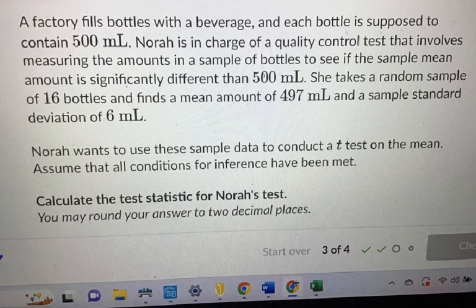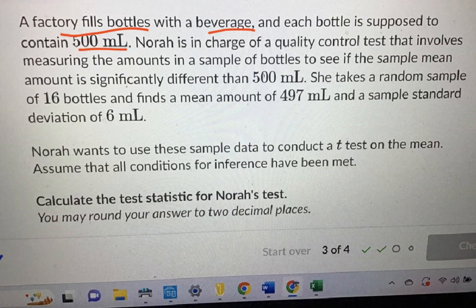So, we are told that this factory fills these bottles with a beverage. Each bottle is supposed to have 500 milliliters. Now, using common sense, you want your machine to consistently fill it at 500. If it fills a little less, of course, your customers may start getting upset when they have bottles that are not completely full. And obviously, you don't want to overfill it because then you're wasting beverage.